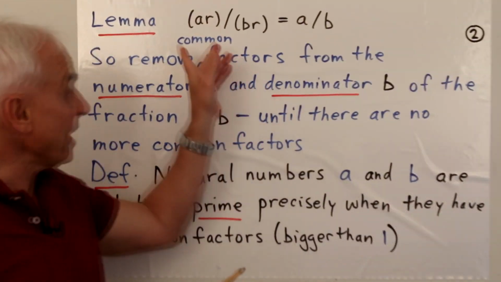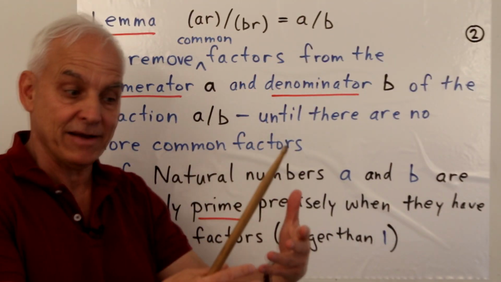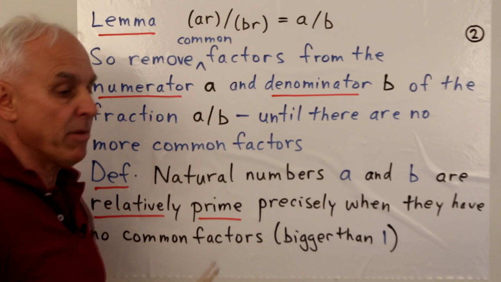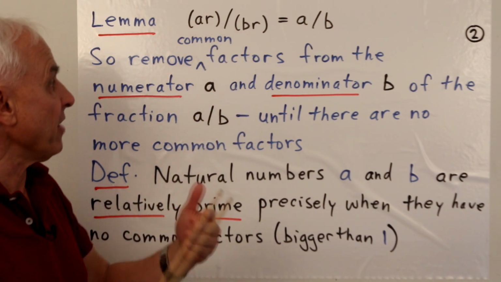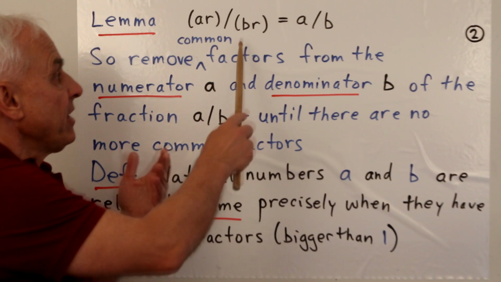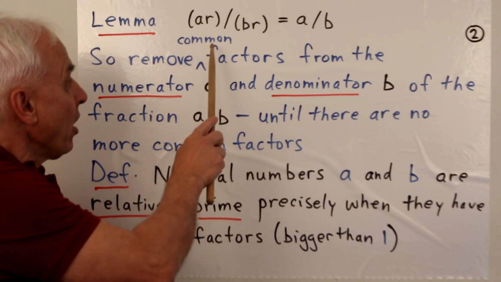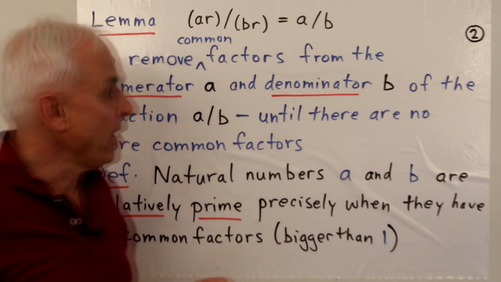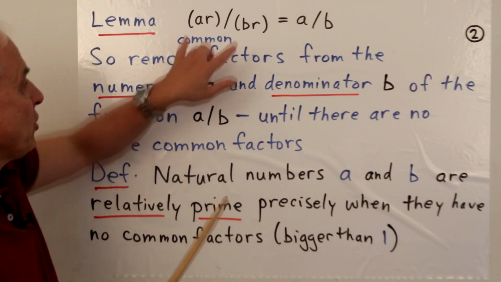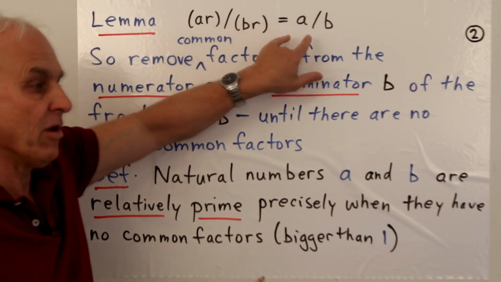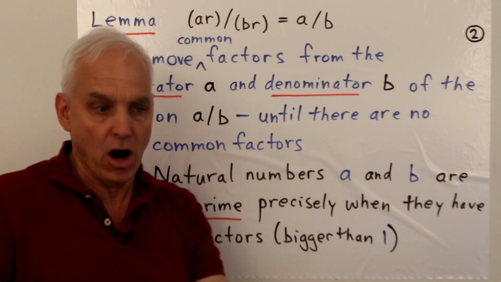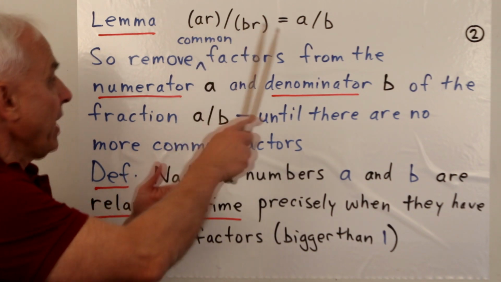Now we've seen this lemma before. This is the lemma that allows us to see that when we multiply top and bottom, or numerator and denominator, by a factor r, then the fraction is unchanged. So ar over br equals a over b. And so that means that we could go from this expression to this simpler one by removing this common factor of r from the numerator and the denominator.